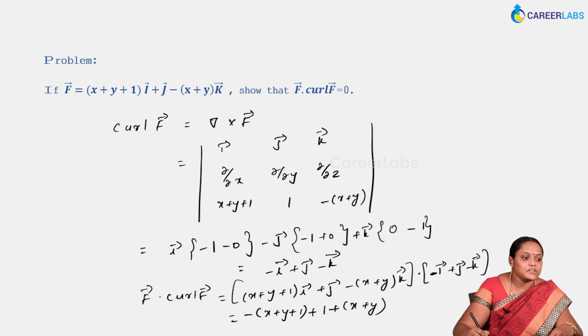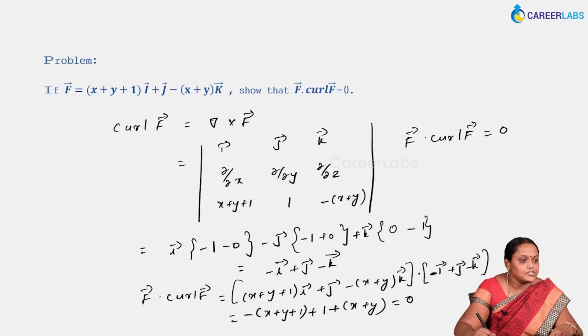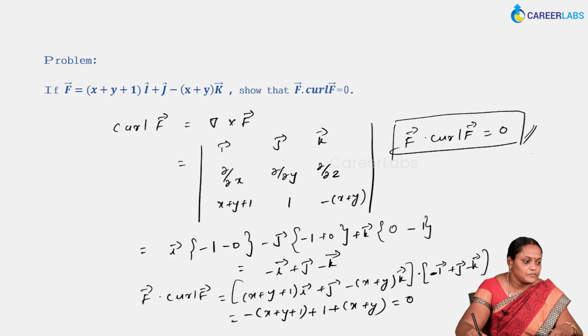So all the terms will get cancelled. So this is going to give you the answer as 0. Therefore, the value of F vector dot curl F vector is nothing but 0. So this is the answer for this problem, right?